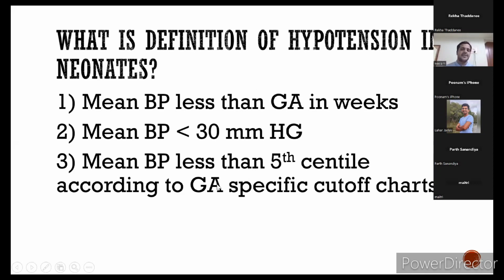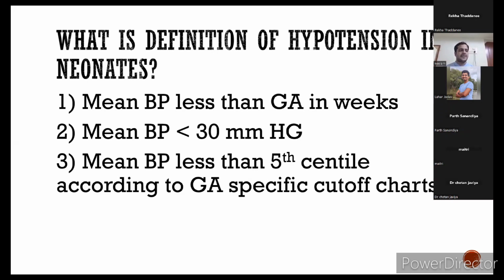Of these three, the first, mean BP less than gestational age in weeks, is very arbitrary. It is just based on expert opinion and not evidence based. So this is not used now. Less than 30 mmHg may be used, but what we prefer more often is to use the gestational age specific centile charts. Again, there are many charts.